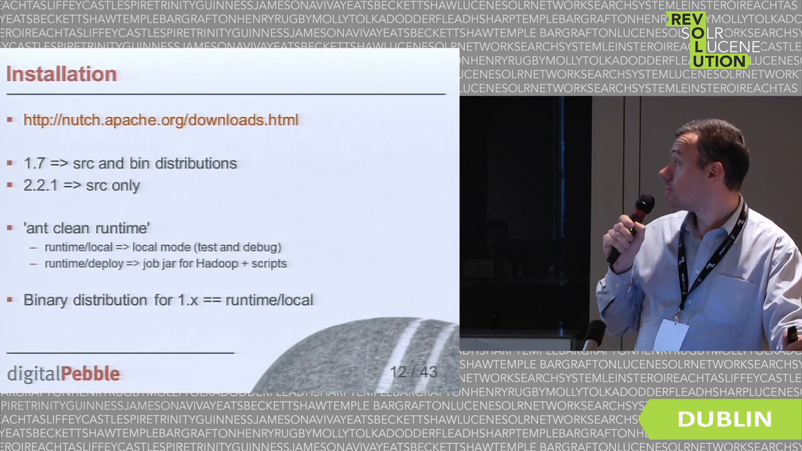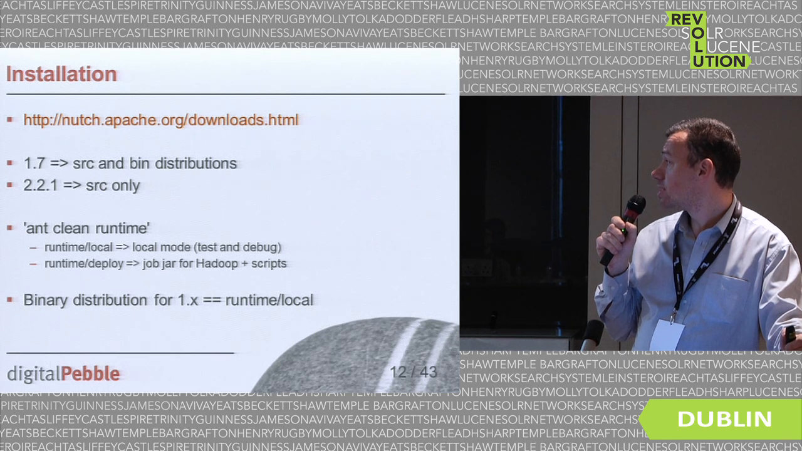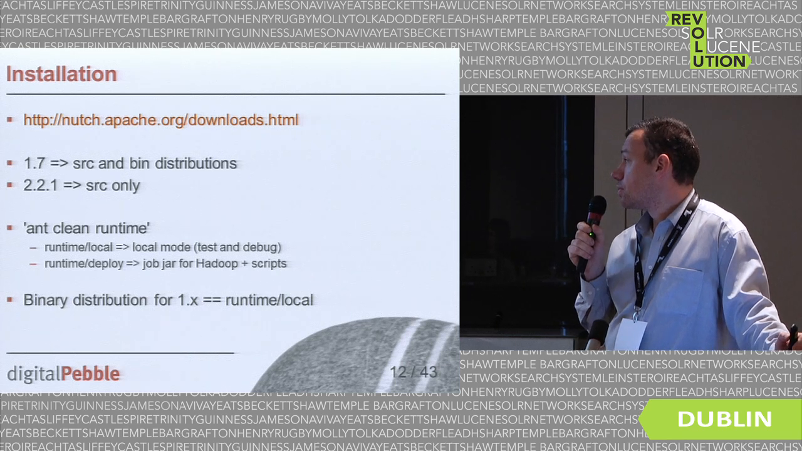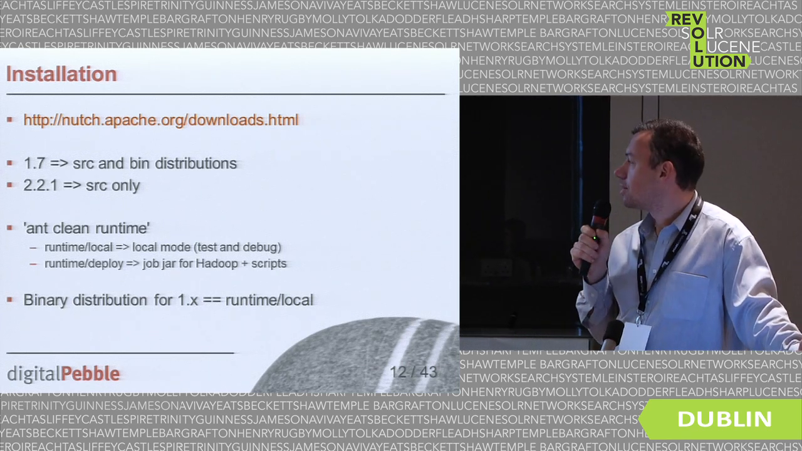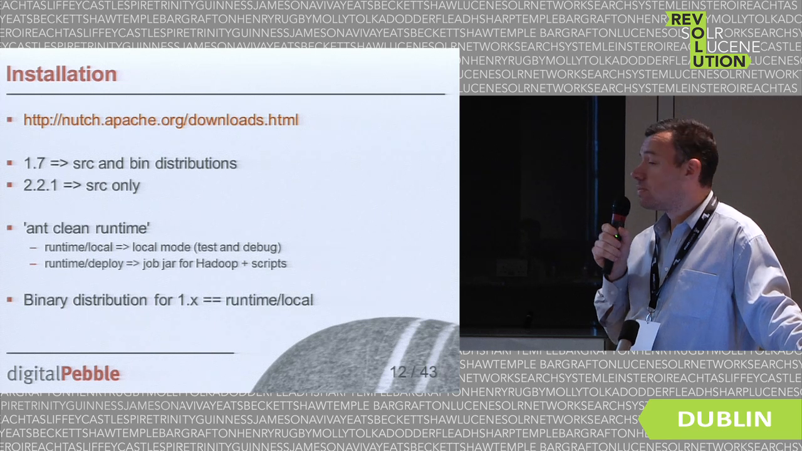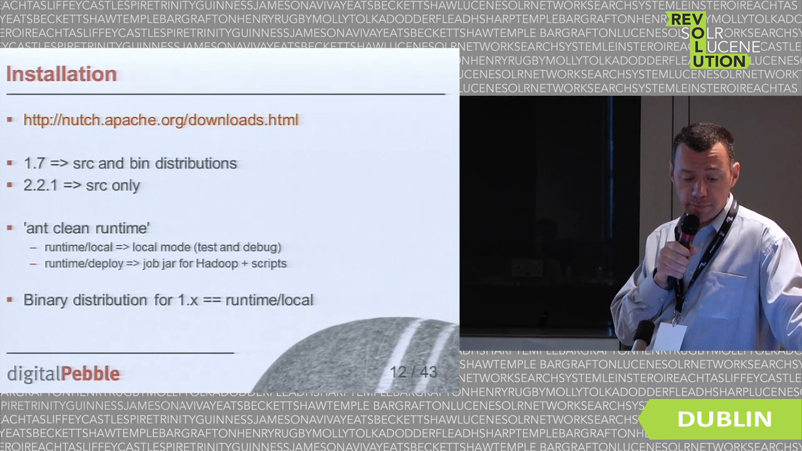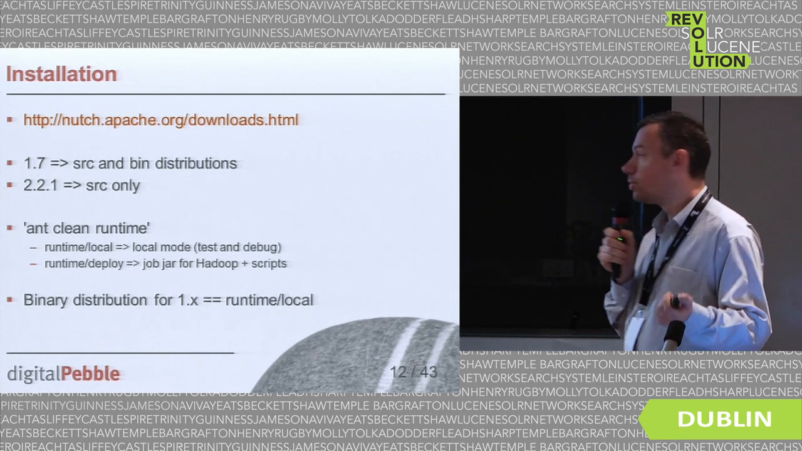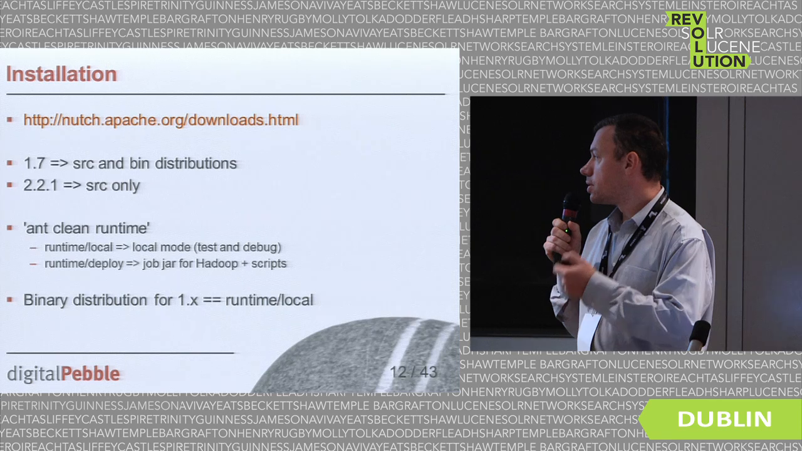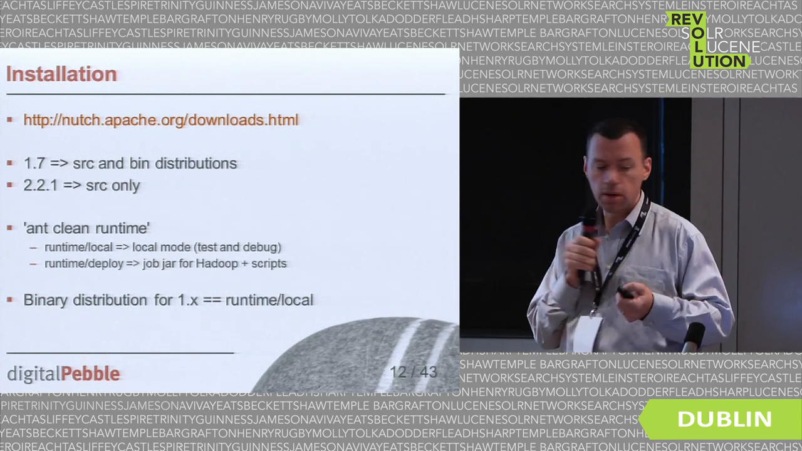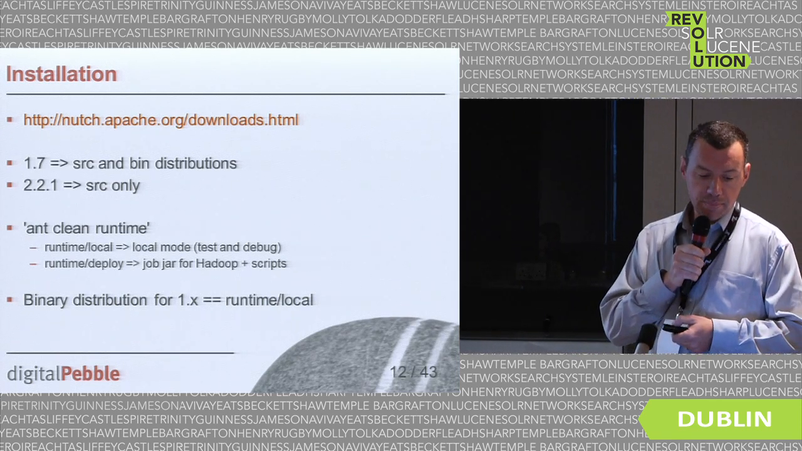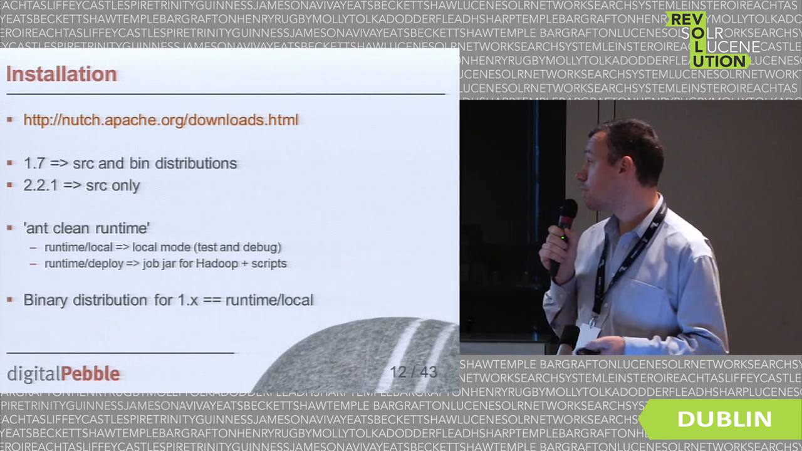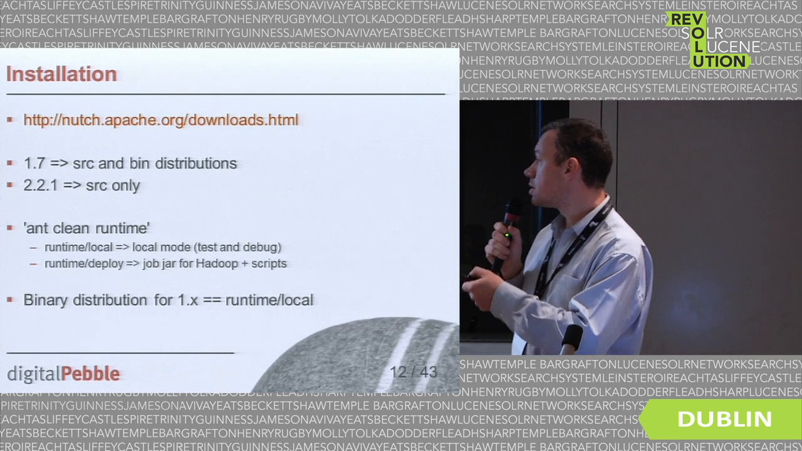That generates two subdirectories, runtime/local and runtime/deploy. The first one, as the name suggests, runs in local mode, which is very useful for testing and debugging, whereas the second one will use an existing Hadoop cluster to run the job. So the second one is a proper Hadoop setup. And if you download the binary distribution for 1.7, what you actually get is the content of runtime/local.